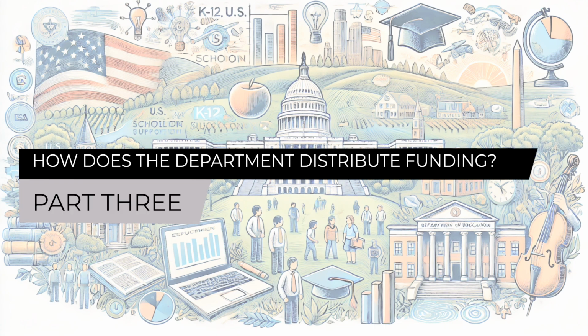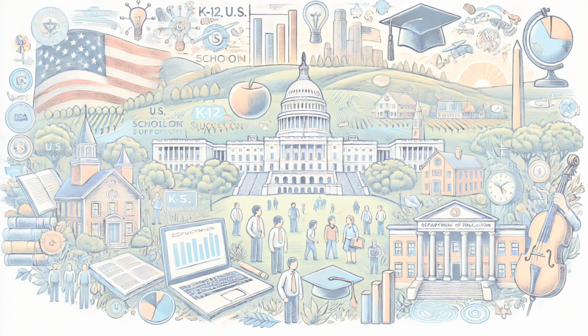Part 3. How does the Department of Education distribute funding? When it comes to funding, the U.S. Department of Education plays a significant role in supporting public schools, especially in underserved and rural areas. Although the bulk of education funding in the U.S. comes from state and local governments, the federal government contributes a substantial amount, primarily through targeted programs.